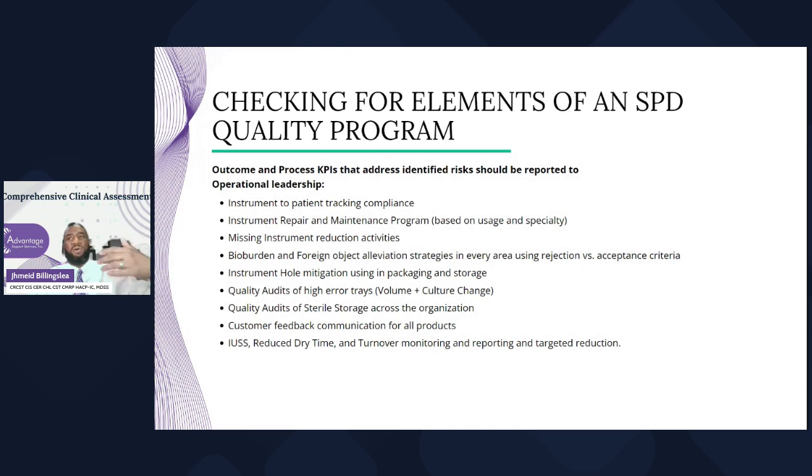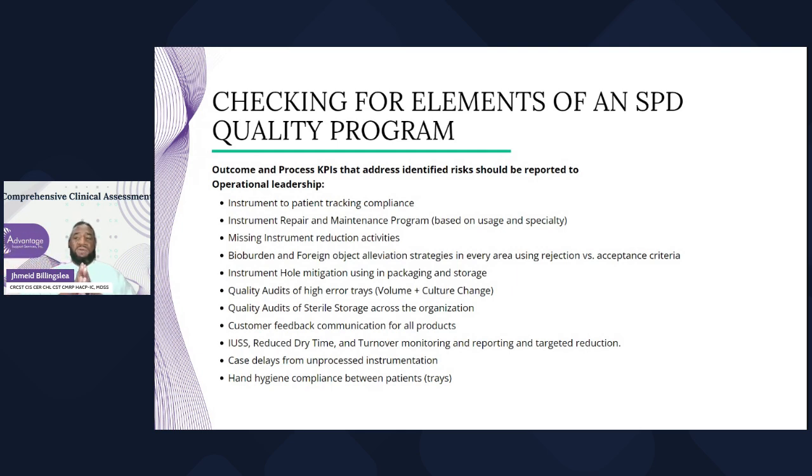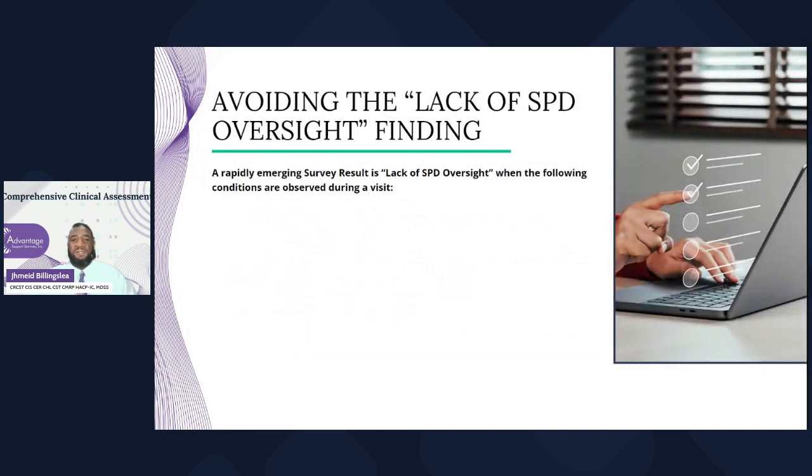So that should be a part of your count sheets and your communication process. IUSS, reduced dry time monitoring and reporting. Case delays from unprocessed instrumentation. Hand hygiene compliance between patient. IPs do good on hand hygiene, but we shouldn't be using the same gloves or the same bare hands from patient to patient. I do a cardiac tray. My next tray is ortho. I should do some kind of hand hygiene. And documented interdisciplinary, multidisciplinary meeting.